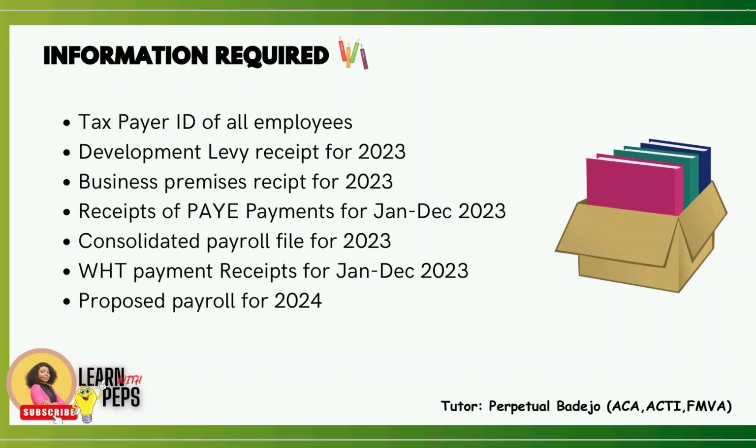Then the last thing that you need is your proposed payroll for 2024. So you need a breakdown of how many staff you propose to have, how much you pay them, and all of those details. So these are the information that you need to file your annual returns.